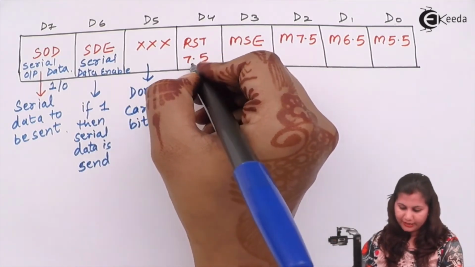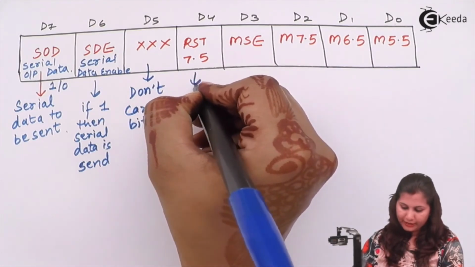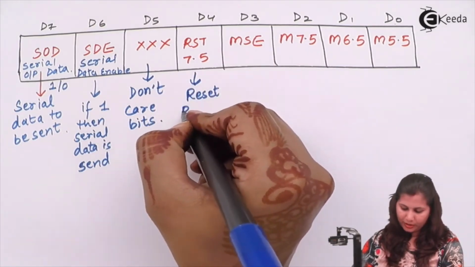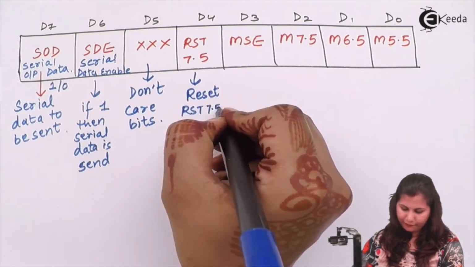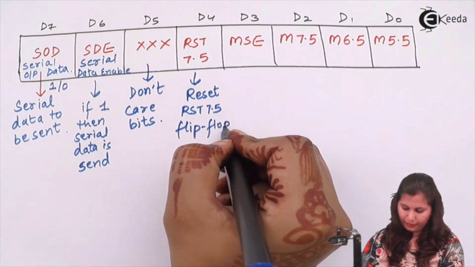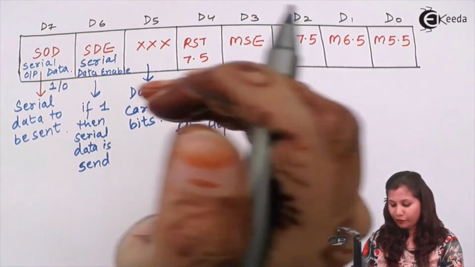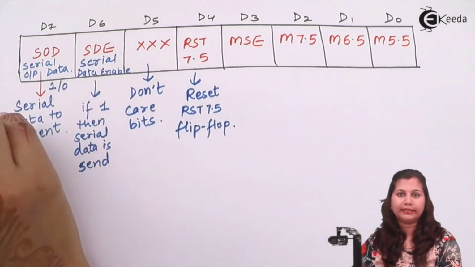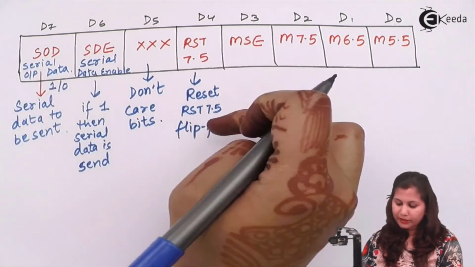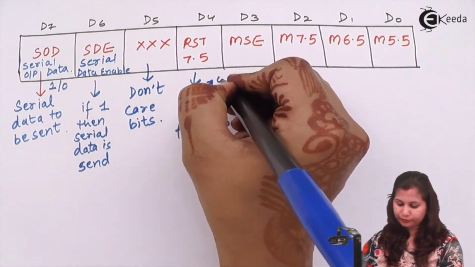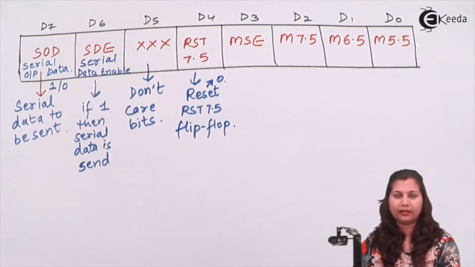Then we have RST 7.5. This bit is to reset the RST 7.5 flip-flop. We have seen that for the RST 7.5 interrupt, we have the D flip-flop. So this bit is used to reset that flip-flop, that is to make it 0. Reset means to bring it to its initial condition.